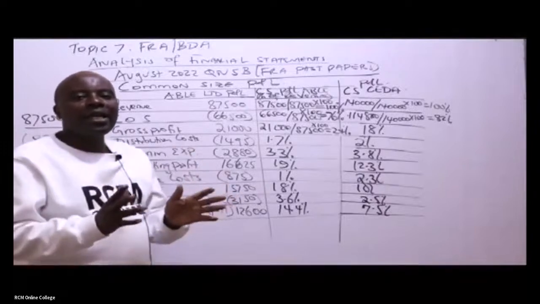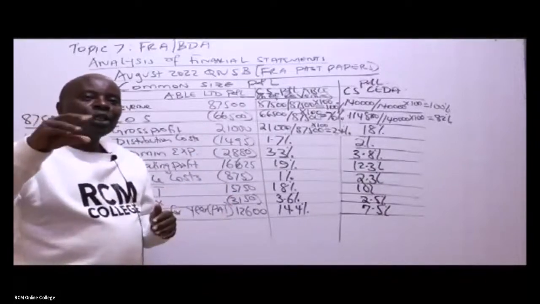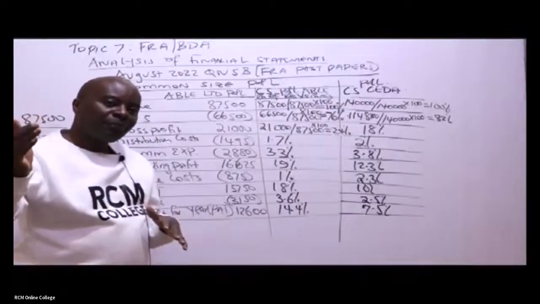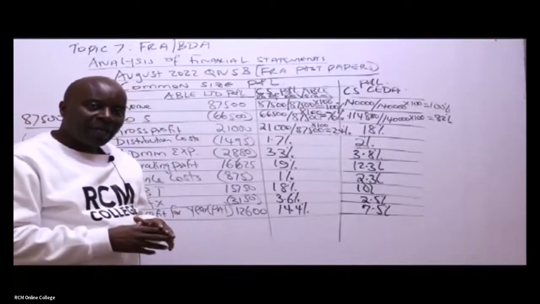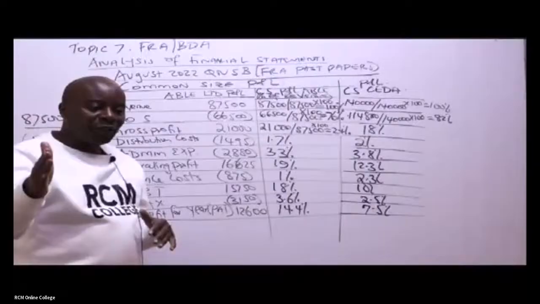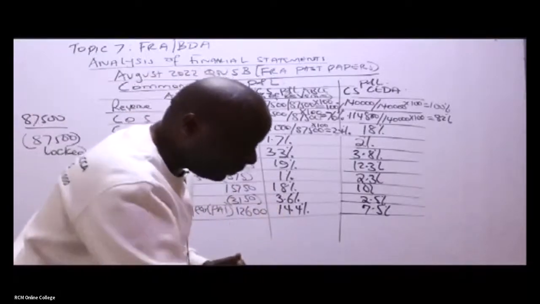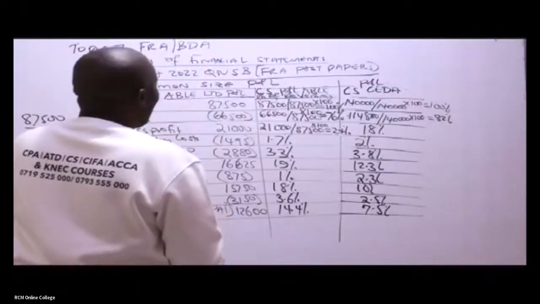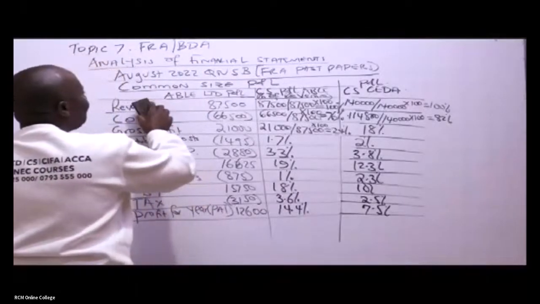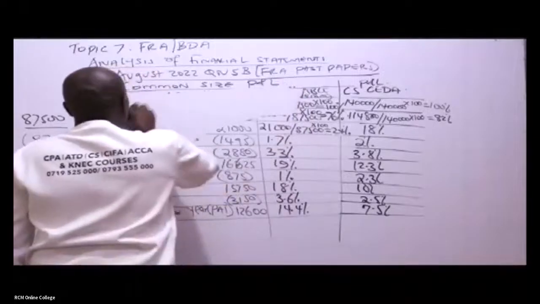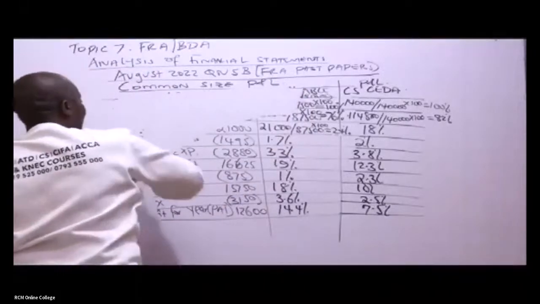What they're interested in are the profit metrics, specifically the gross profit margin. That is really very special for them. And then we have the net profit margin. Great. Able, thank you so much. Ladies and gentlemen, with your permission, I'll go and do a common size statement of financial position.